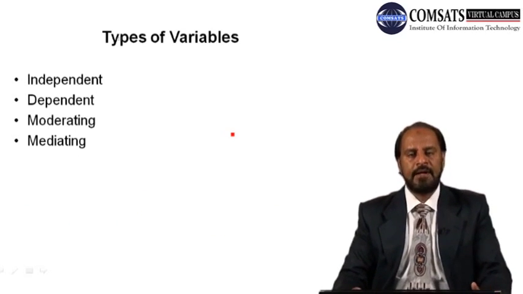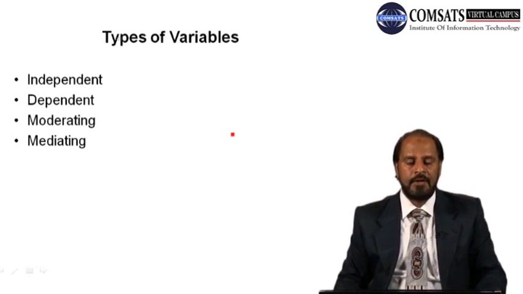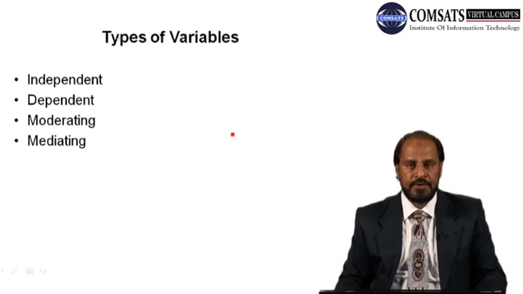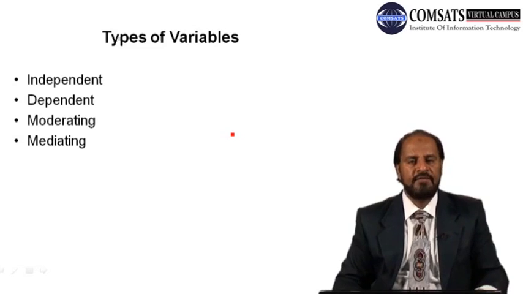Once we are clear on what a variable is, we also want to talk a little bit about the types of variables used in research. The general categories are the independent variable, dependent variable, moderating variable, and mediating variable. These are the 4 types of variables. We are going to just briefly introduce these in this session, and in the next session we'll go into more detail. But now let's have a look at the first 2 variables in a little more detail.